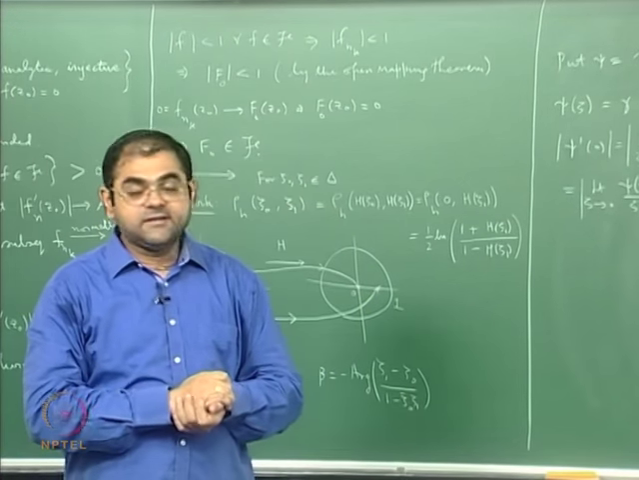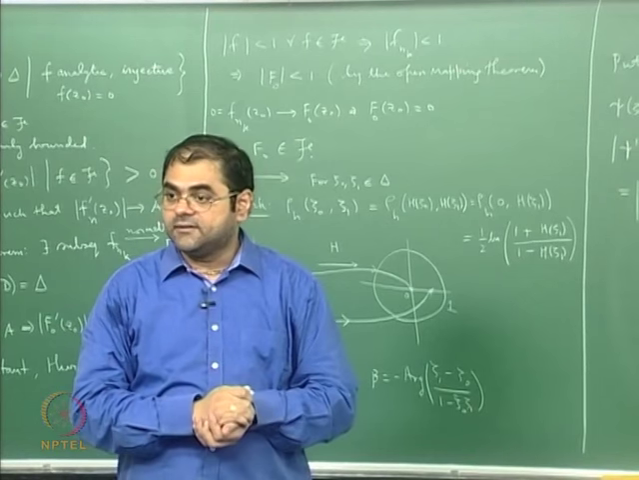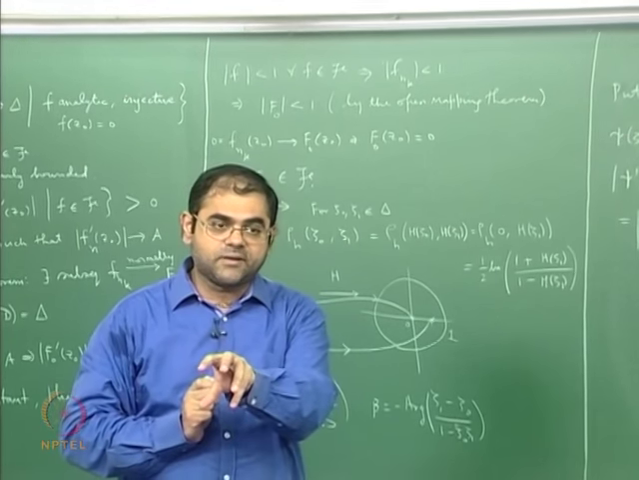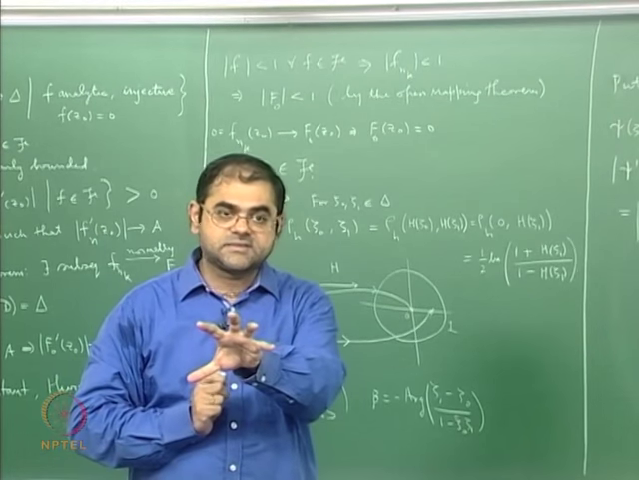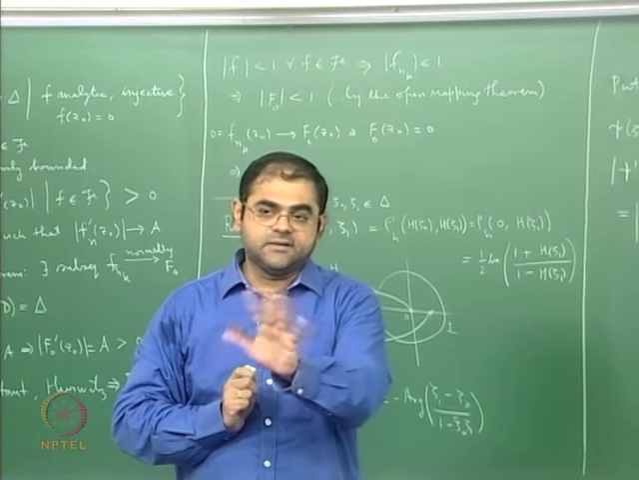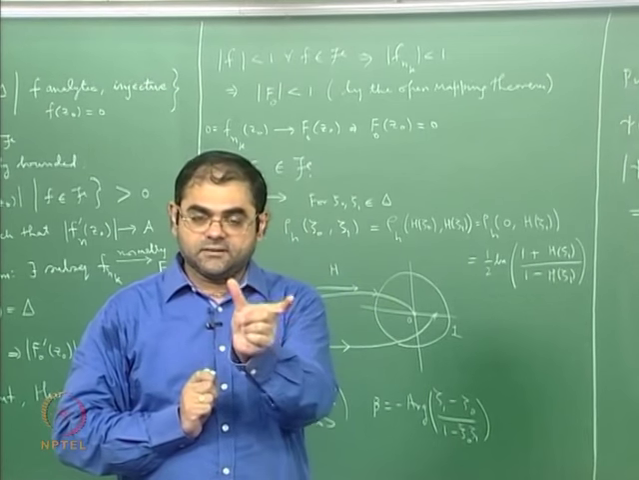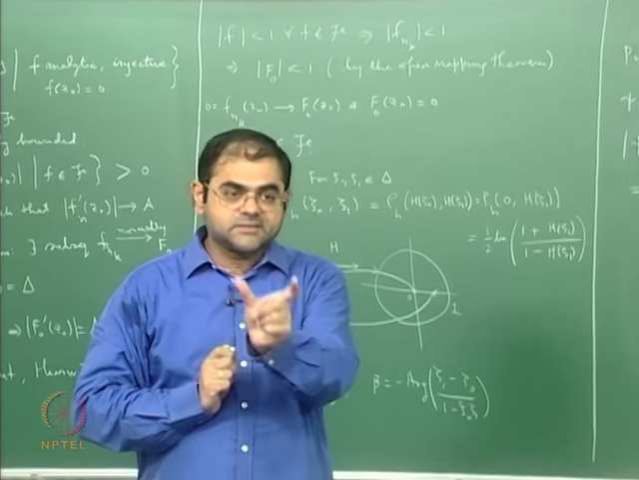The fact that I can make the derivative at the origin in modulus exceed 1 is exactly due to the fact that I am working on a strictly smaller domain than the unit disk. Because if it had been the unit disk, the differential version of Schwarz lemma will prohibit this from happening.